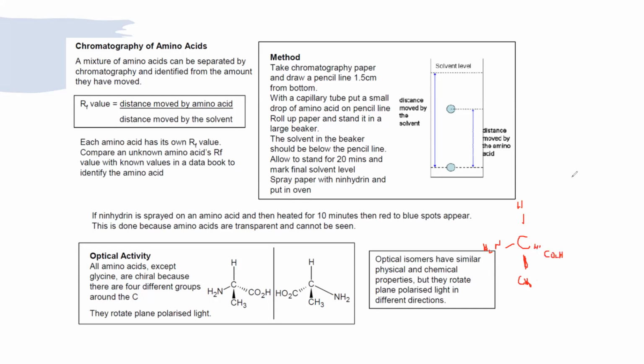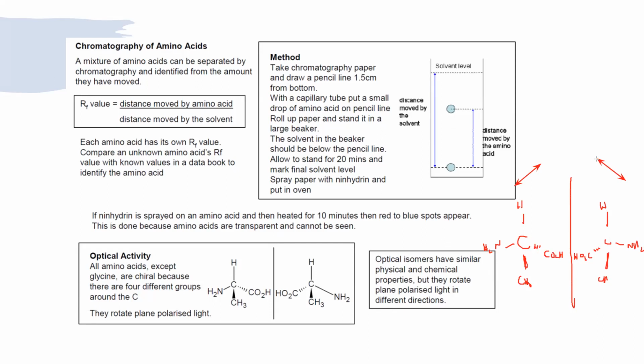So when you place a mirror in front of this, this will be H, CO2H and C. Then the central carbon, this hydrogen is up, this group CH3, and then NH2. So these cannot overlap with each other. As they cannot overlap with each other, they have different tendency to the polarized light. One can rotate clockwise, another one can rotate anti-clockwise.